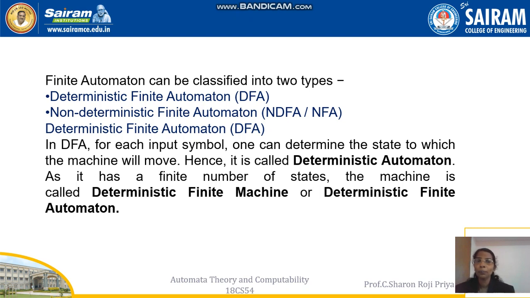So what is the meaning of this deterministic? Deterministic: for each input symbol, one can determine the state to which the machine will move, right? Input symbols will be given in the notation sigma. Input symbols are nothing but all your alphabets, right? So one can determine the state. So if a state takes an input, it will move to any one other state.